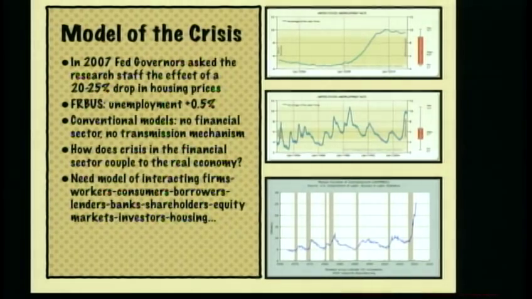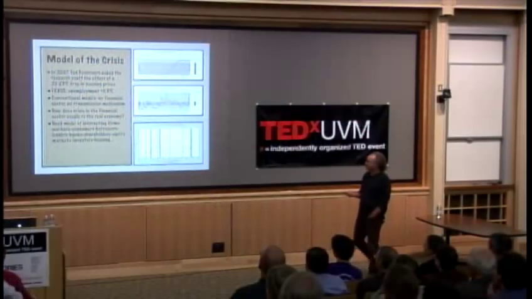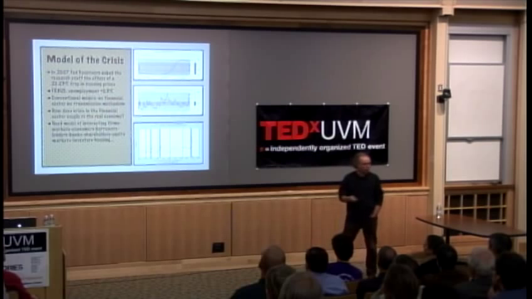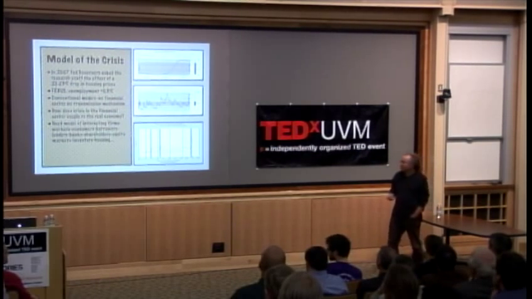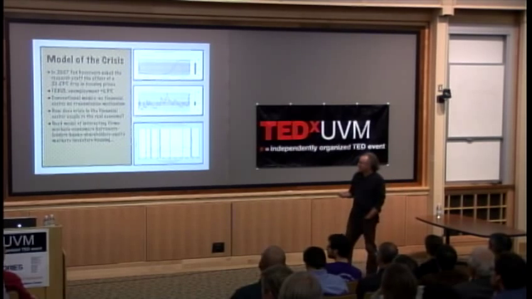So we need to have a model with all these components, workers, firms, consumers, borrowers, bankers, lenders, et cetera, as opposed to just having some reduced form regression of all this stuff. And so we hope to have such a model. There's a project starting now on this, and we hope to have some results within a year or two.